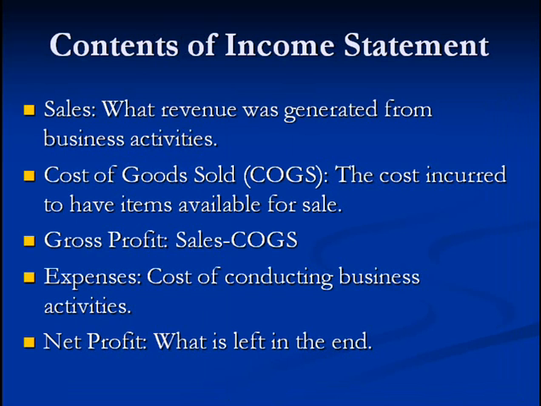The income statement tells us a lot about the financial transactions that take place in a business. Sales show us the revenue gained from business activities. Cost of goods sold are the costs incurred to have items available for sale. For example, let's say that a retailer sells televisions and he has to order his televisions from a supplier. The cost that his supplier charges him is his cost of goods sold for those televisions.